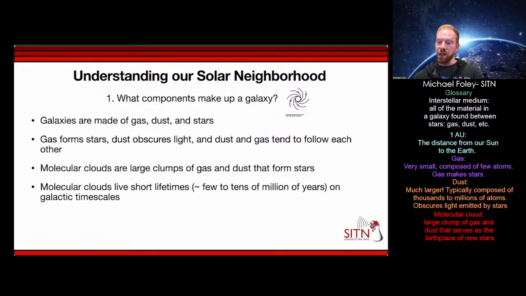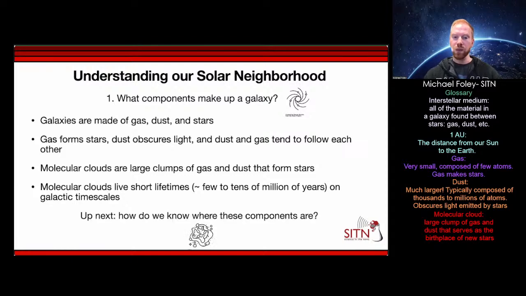And molecular clouds live very short lifetimes, from a few to tens of millions of years, which is quite short on galactic timescales. So when we talk about our 3D dust mapping, we're only mapping things that currently exist, and we're not learning too much about the large-scale history of our galaxy, but that doesn't mean we can't tell a very important story for the history of our sun. So up next, we'll talk about how we know where these components fall relative to our sun.